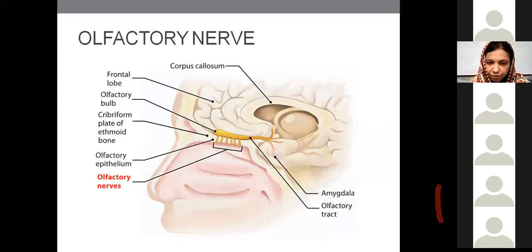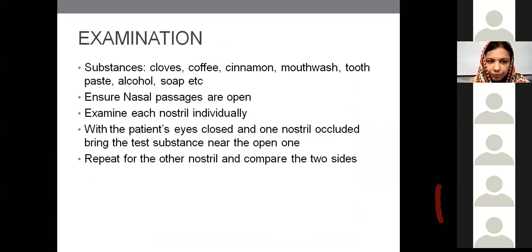Olfactory pathway, which is a very small pathway. For examination, we can start with certain substances such as cloves, coffee, cinnamon, mouthwash, toothpaste, alcohol, and soap. First of all, ensure that the nasal passages are open. Examine each nostril individually. With the patient's eyes closed and one nostril occluded, bring the test substance near the open one. Repeat for the other nostril and compare the two sides.